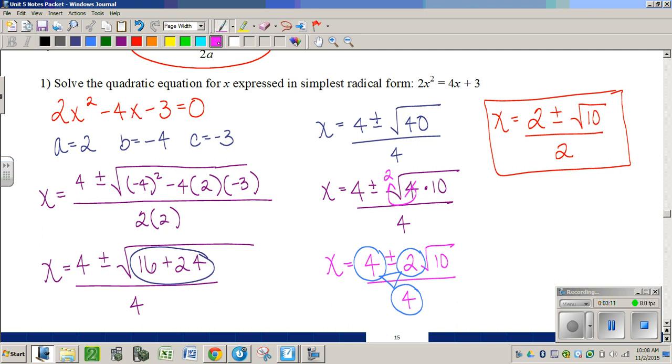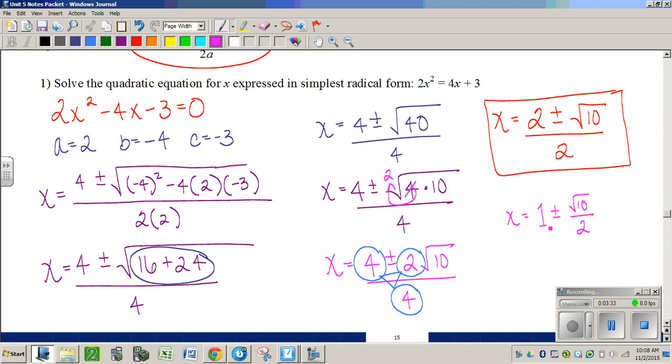Now, if this is a multiple choice test on the Regents exam, they may divide each one of those by 2. So one of your options, even though you've gone through and done this process, for the multiple choice might look like 1 plus or minus radical 10 over 2. So just know that you may see some variation of your final answer.